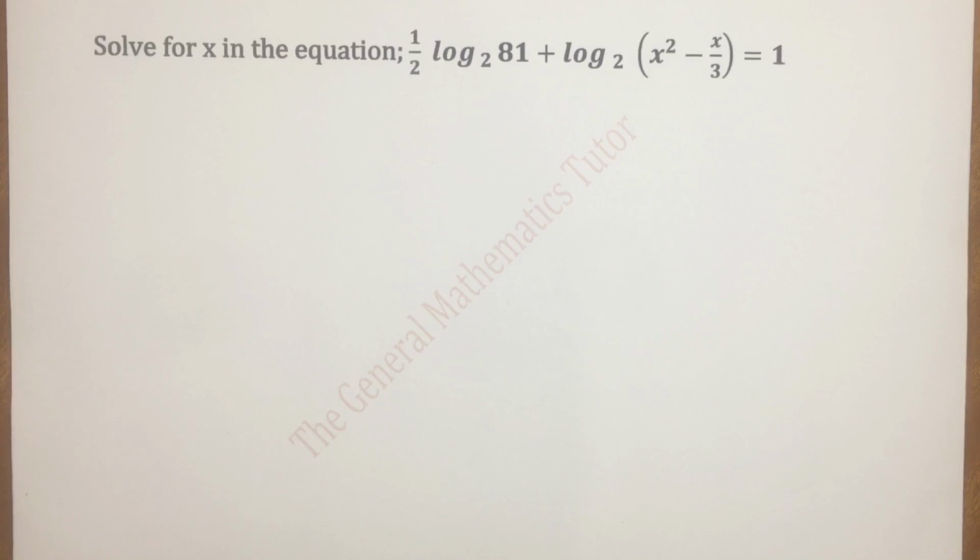Let us look at this equation from laws of logarithms. Solve for x in the equation: half log to base 2 of 81 plus log to base 2 of (x squared minus x over 3) is equal to 1.